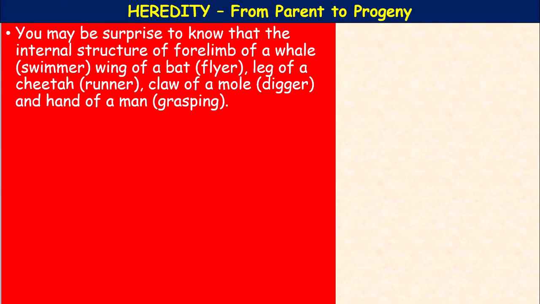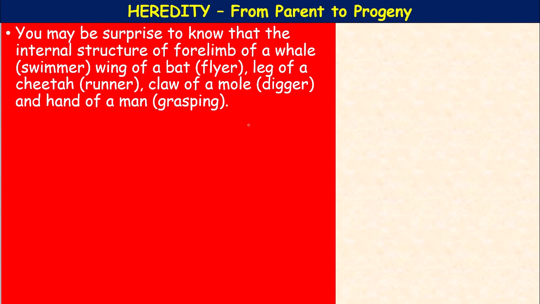Okay. So, you may be surprised to know that the forelimbs of a whale, a swimmer, the wing of a bat, a flyer, the leg of a cheetah, a runner, the claw of a mole, a digger, and the hand of man, grasping. The functions are: in whale, the forelimb is used for swimming, as a flipper. In bat, the forelimbs are modified into wings, so they help in flying.